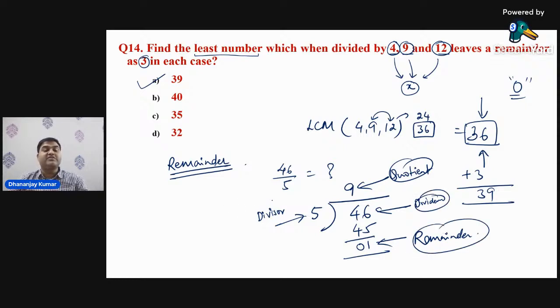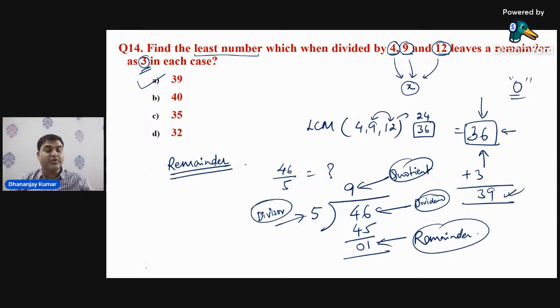If you have forgotten, just remind yourself and remember all those. What they are asking is, 36 is the number which is the LCM of 4, 9 and 12. But what has to be found? We have to find the number which gives 3 as a remainder in each case. So that is going to be 39.